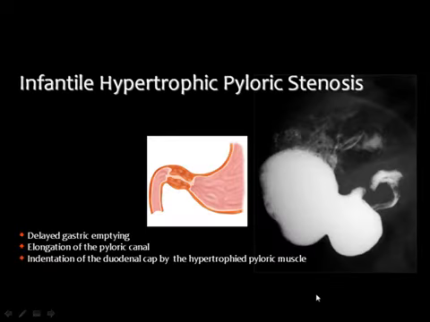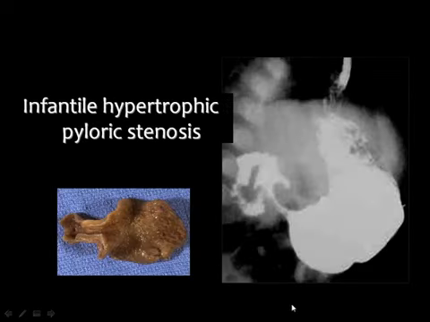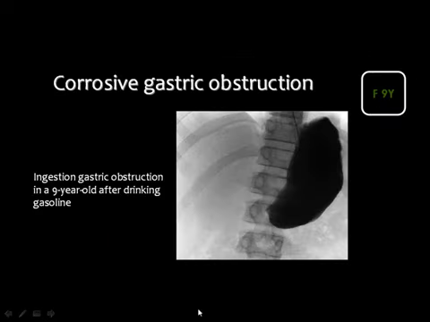Then this is an easy diagnosis by barium if you identify that the pyloric canal is markedly narrowed and the stomach proximal to the pyloric canal is distended due to delayed gastric emptying rate. And this is another example of hypertrophic pyloric stenosis, showing elongation of the pyloric canal and the proximal dilatation of the stomach. And you can see the gross specimen showing the marked hypertrophy of the muscles of the pyloric canal.